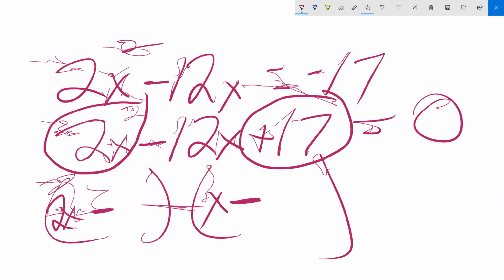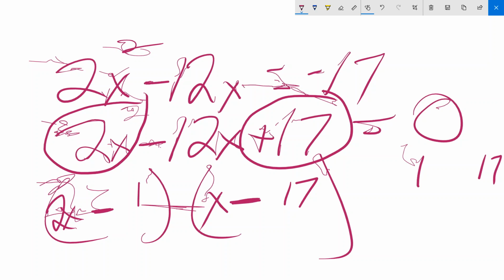Okay, what are the factors of 17? It's only one set of factors. 17 is a prime number. 1 and 17, exactly. That's the only factors of 17. So I'm going to try 1 there, 17 there. Does that produce the proper middle term?